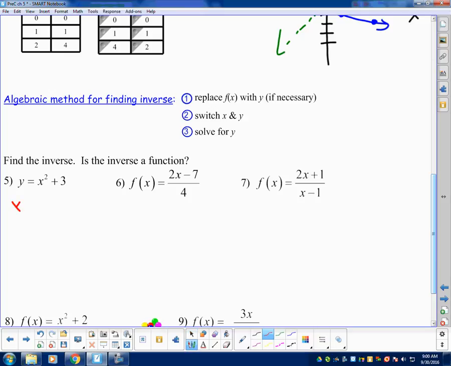Switch x and y. So here we go. And then when I go to solve for y, I have to subtract the 3 over. And then I get this 2-part equation, y equals plus or minus the square root of x minus 3. And that's actually the top and the bottom half of a sideways parabola. So is the inverse a function? No. The inverse is not a function.